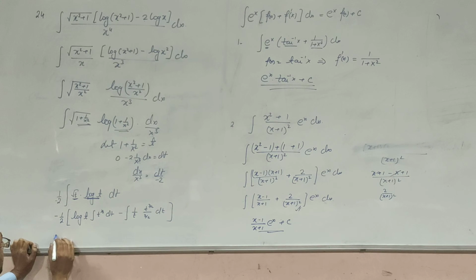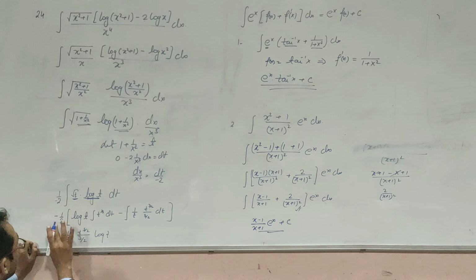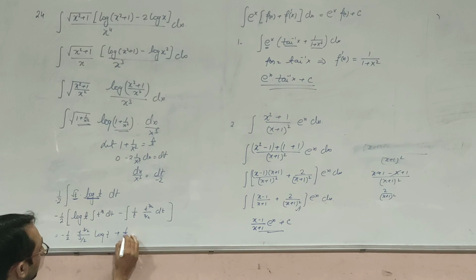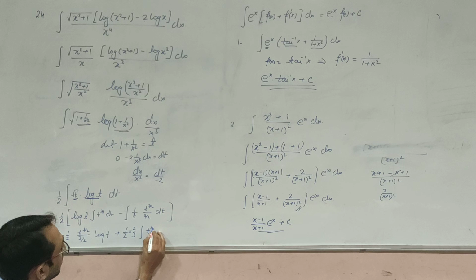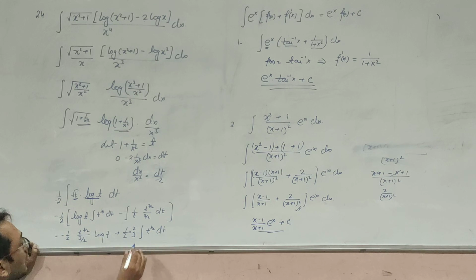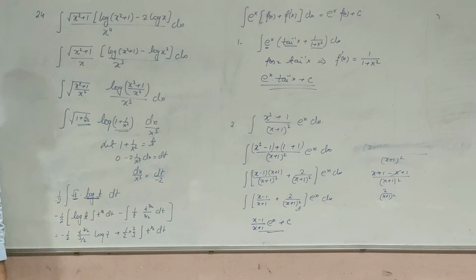So it will become minus 1 by 2, t to power 3 by 2 upon 3 by 2, log t, minus minus plus 1 by 2 into 2 by 3 integral t to power 3 by 2 minus 1 will be t to power 1 by 2 dt. Now t to power 1 by 2 integral is very easy. So I suppose after this you will be able to get the result.